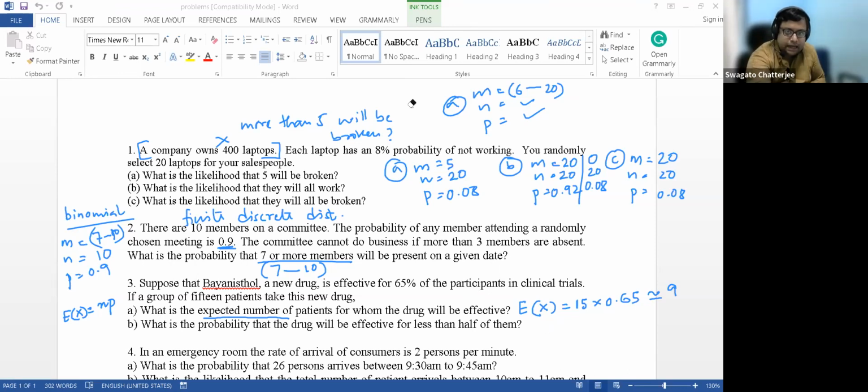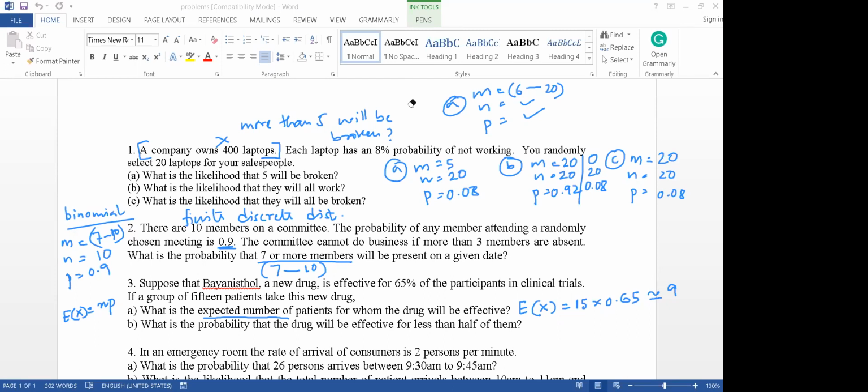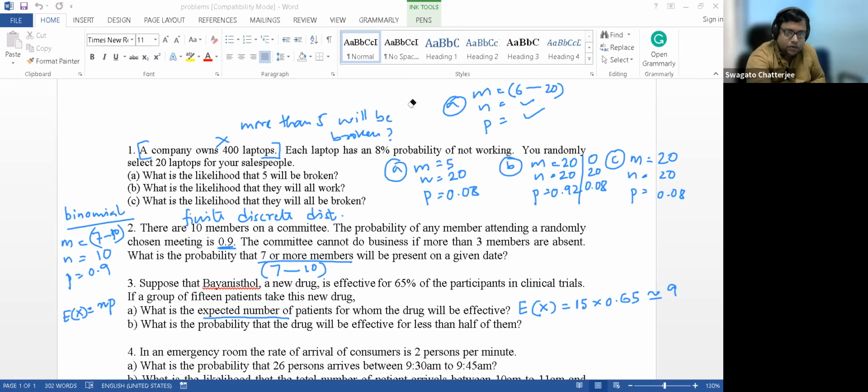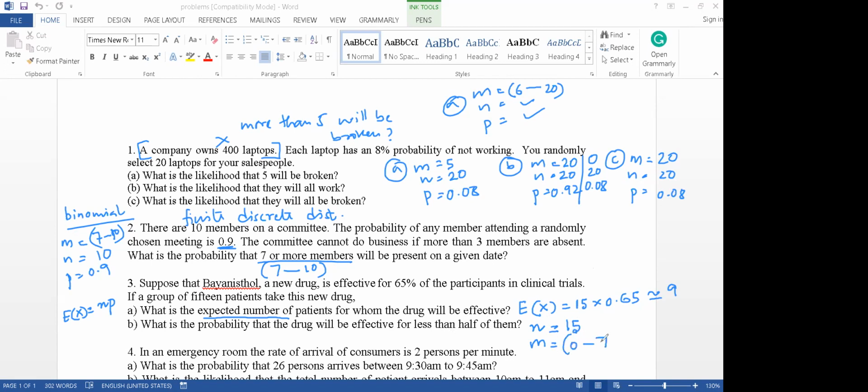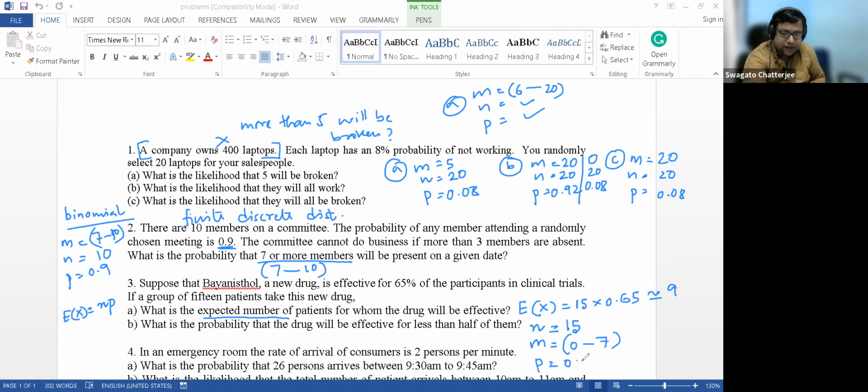No. See, this is again, so what I'm asking you, out of these 15 patients, what is the probability that less than half will be benefited from this drug? So how many tests am I doing? What is my N? 15. How many successes am I expecting? Less than half of 15? Less than half, 7. Up to seven. So 0 to 7, all these values. And the P is 0.65.